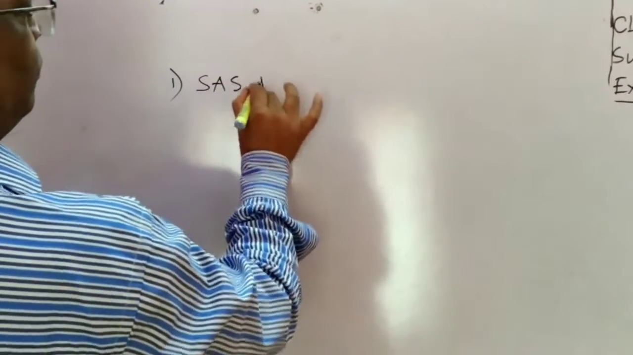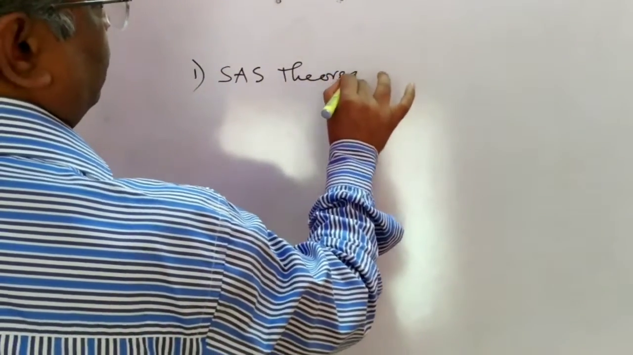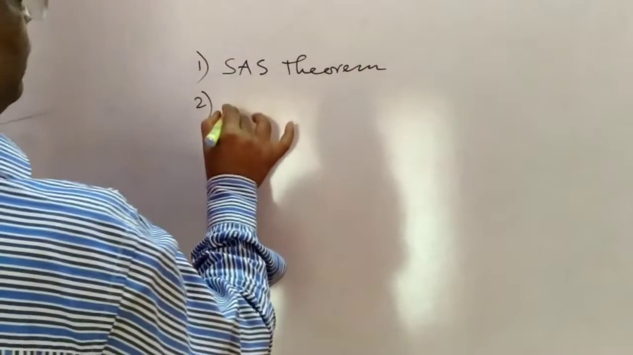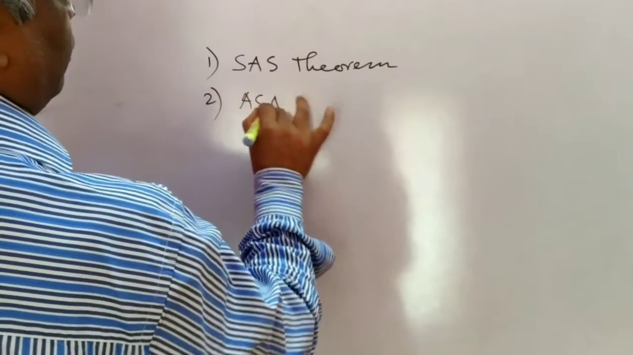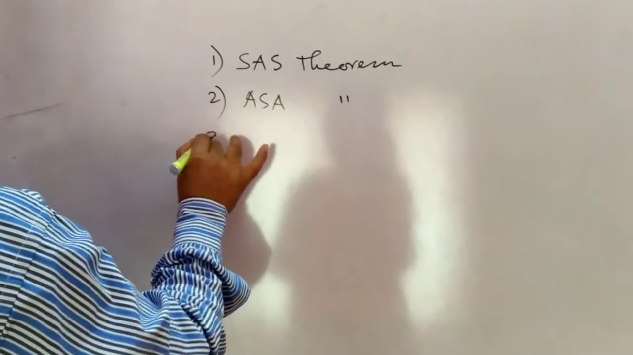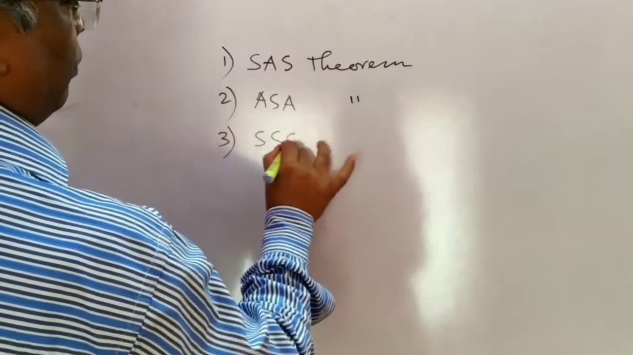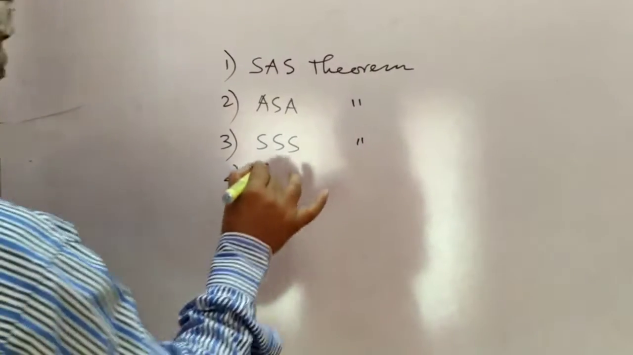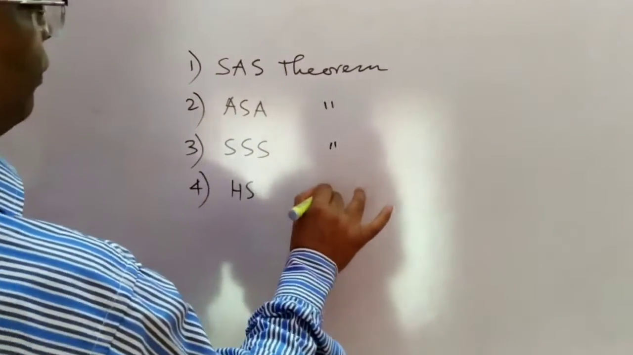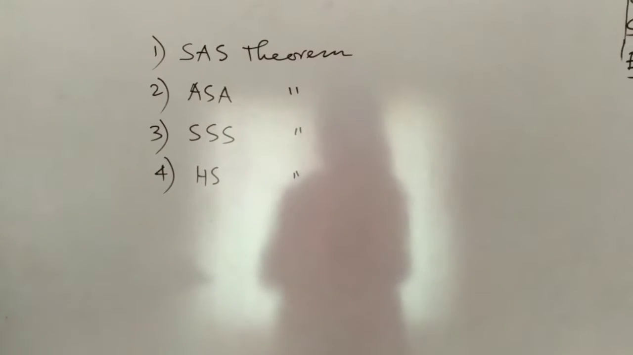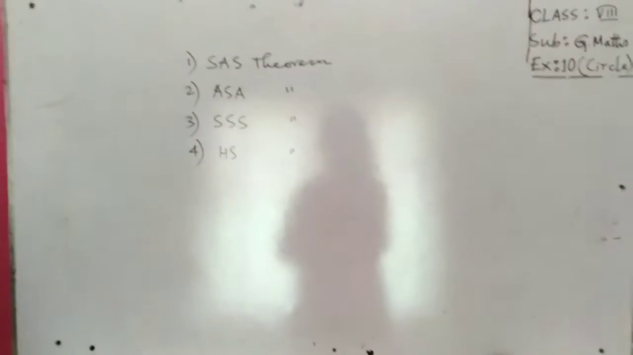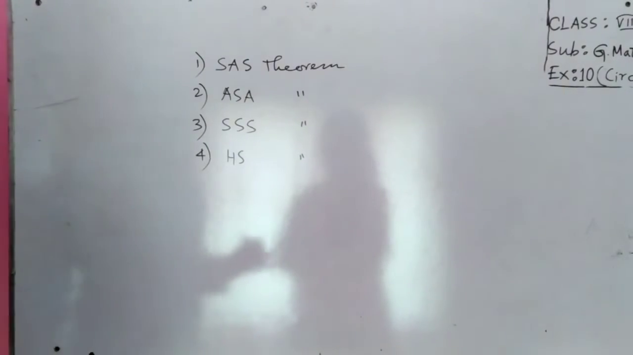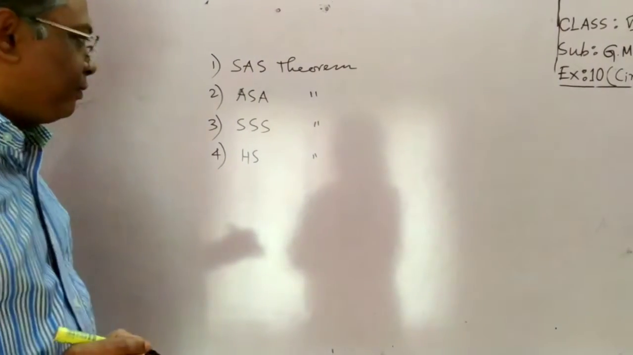SAS theorem. Number 2, ASA theorem. Number 3, triple S theorem. Number 4, HS theorem. These four rules are the congruence of the triangles.